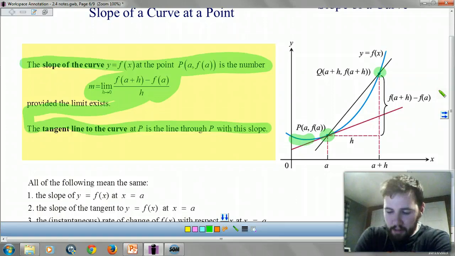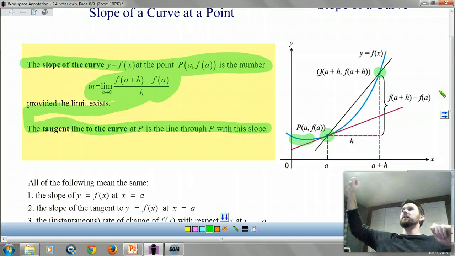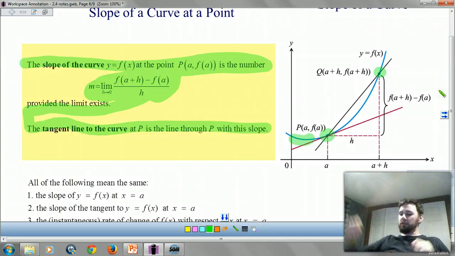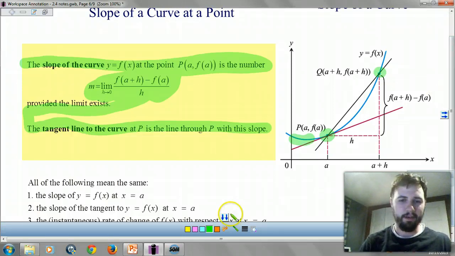I know a lot of you are probably scratching your heads saying, why am I in this class? What's going on? It's a lot easier than you think. You're just taking your graph and your arbitrary point, moving that point closer and closer to it until you get the actual slope of the tangent. Doesn't that sound like fun? It is.